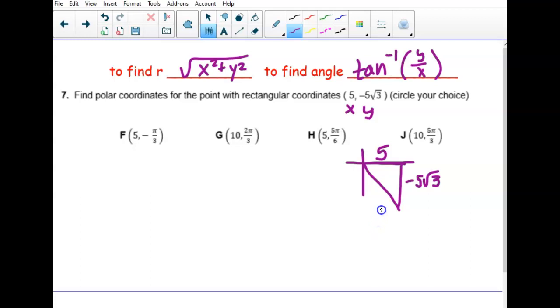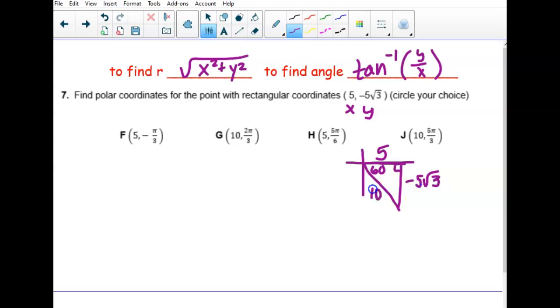So 30, 60, 90, the 90's here. Which one's across from square root of 3? 60. Okay. How long is the hypotenuse? If the short leg is 5, the long leg is 5 square roots of 3.